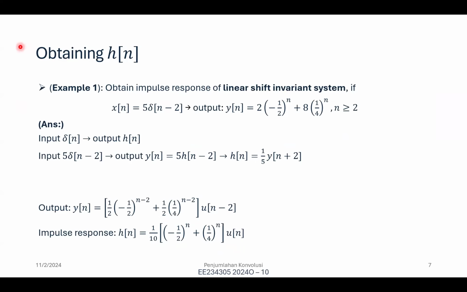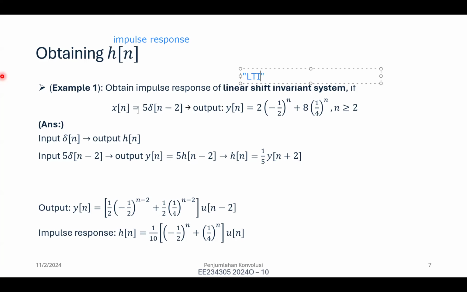Okay, some examples here. Let's say we want to obtain the impulse response h[n]. This is again the impulse response, and we want to obtain the impulse response of the LSI system. We can call this LTI or LSI. It does not really matter, because in discrete systems we do not really call it time, although some people do. Here we call it shift. So instead of linear time invariant, we can also call it a linear shift invariant system. So x[n] here is 5 times delta[n-2].